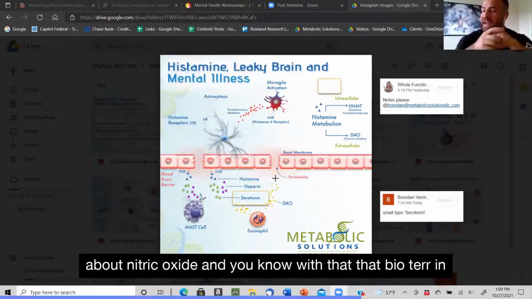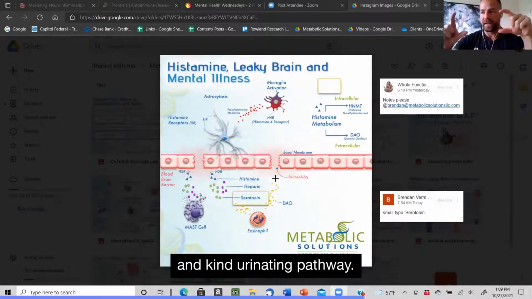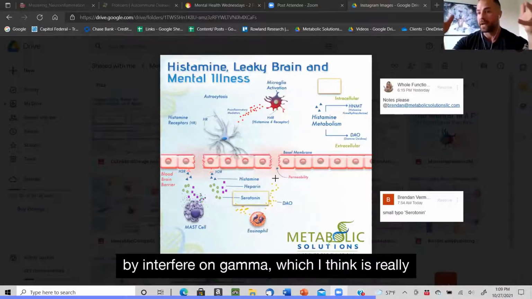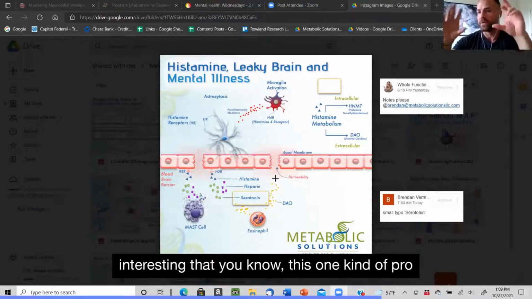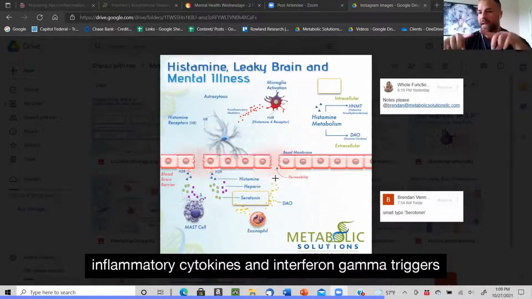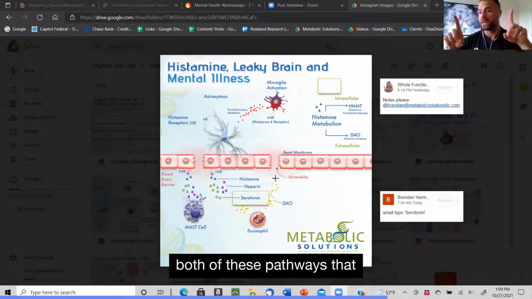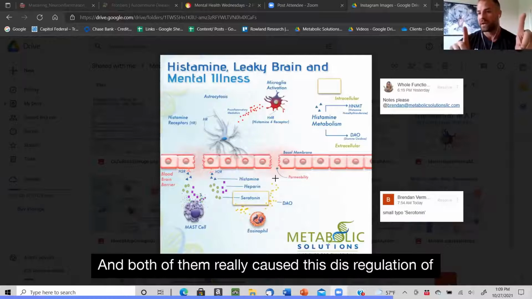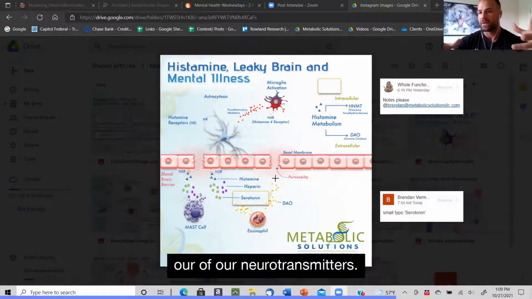And with the biopterin and kynurenine pathways, both of them get triggered and induced, potentiated by interferon gamma, which I think is really interesting: this one pro-inflammatory cytokine, interferon gamma, triggers both of these pathways that have very similar functions. And both of them really cause this dysregulation of our neurotransmitters.